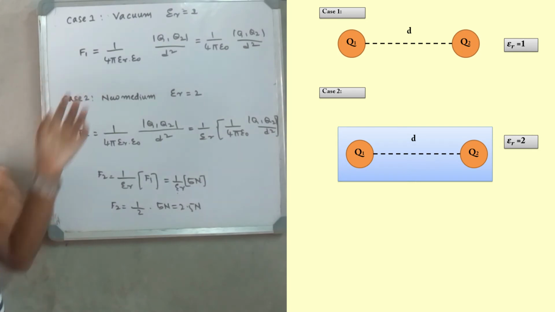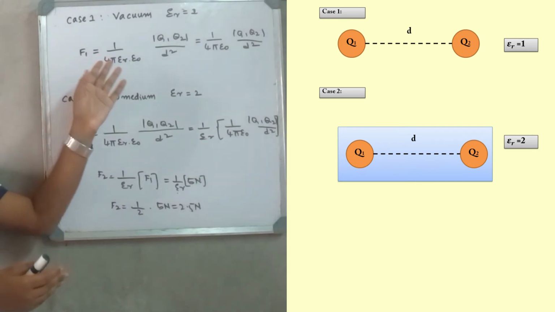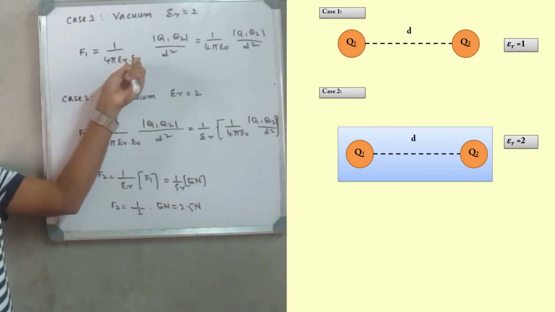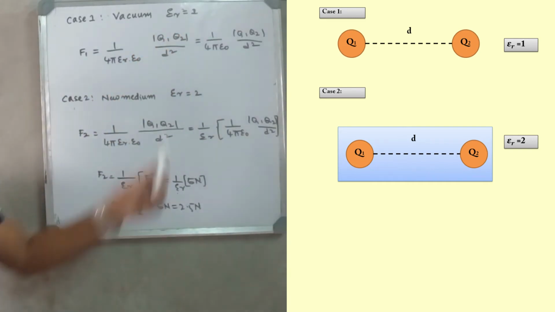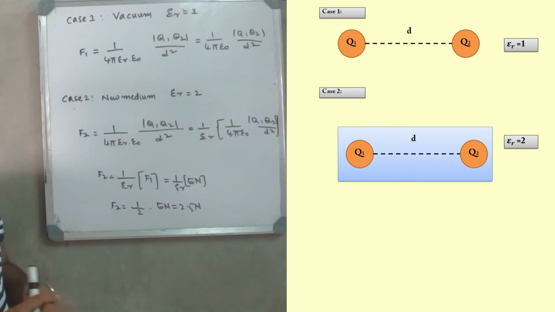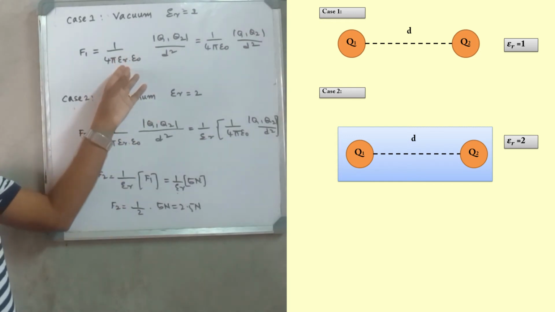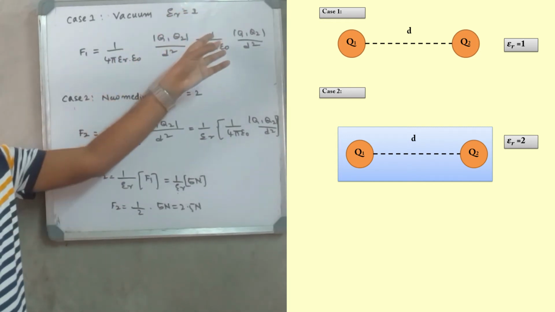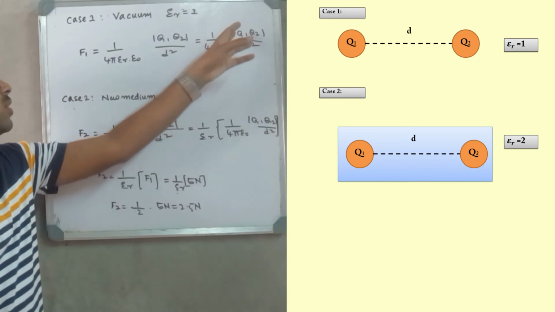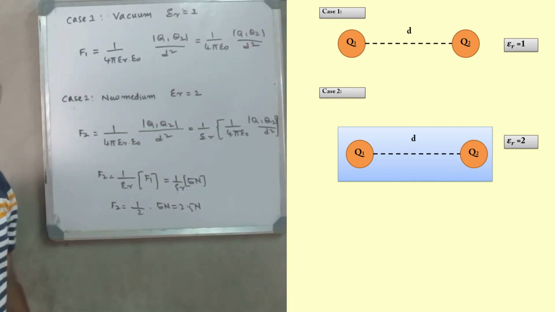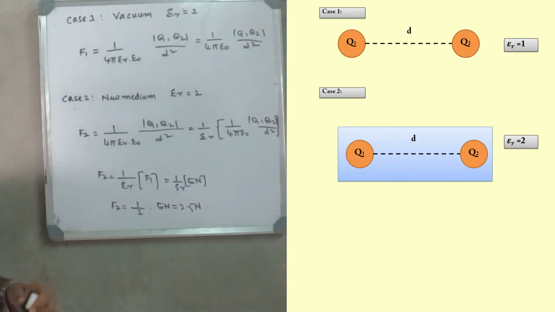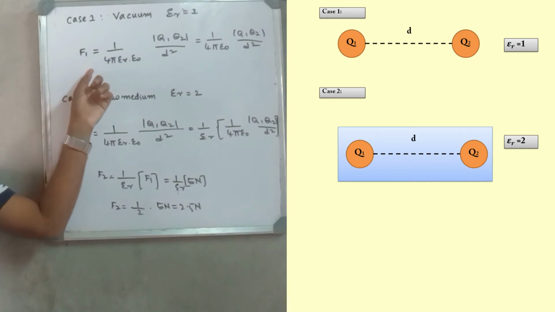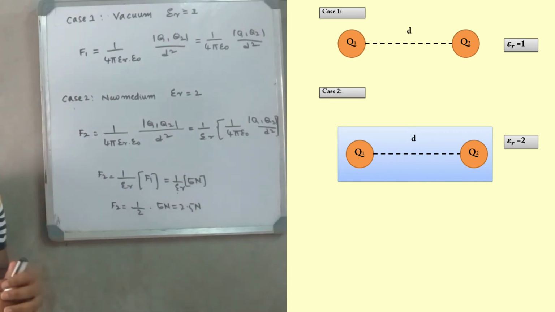So using Coulomb's law, I can write the expression for F1. F1 is equal to 1 by 4 pi epsilon r epsilon naught into mod of q1 q2 divided by d square, where d is the distance between q1 and q2. Now here epsilon r is equal to 1, so it becomes 1 by 4 pi epsilon naught mod of q1 q2 divided by d square. This is the expression for the force experienced by q1 and q2 in the vacuum, and the value of F1 is given, which is 5 Newton. So we will use that value later.